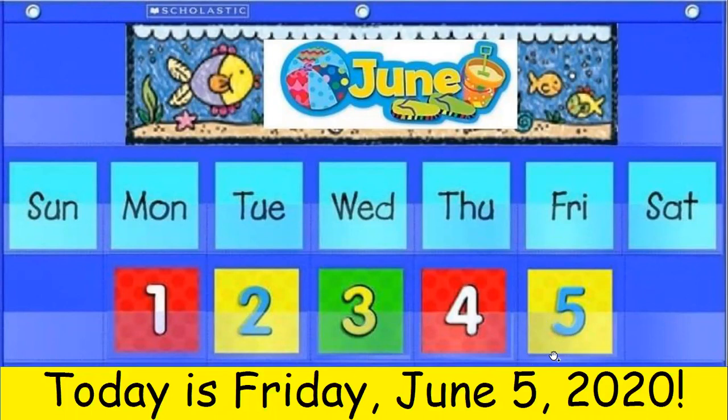Now, boys and girls, look at the last number on the calendar. All right. Do you know what number that is? Let's count from the beginning. 1, 2, 3, 4, 5. The number is 5. So, what year are we in, boys and girls?